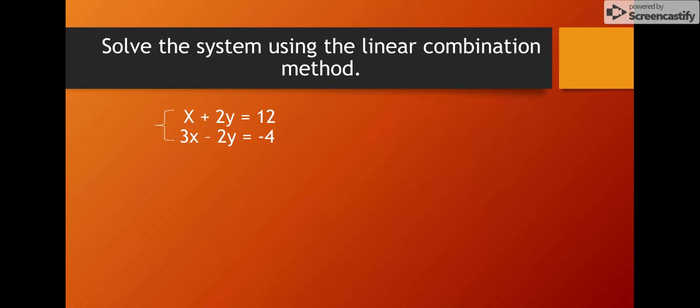So right away, you should see that we have a positive 2y in the first equation and a minus 2y in the second equation. All right, so basically I'm going to turn this into an addition problem, right? So we have a positive 2 minus 2, right? They will cancel out, so our y's are now gone. X plus 3x on the left-hand side is a 4x, and then 12 minus 4, or 12 plus a negative 4 is 8. Now, when I'm looking at this, it is 4 times x equals 8, right?